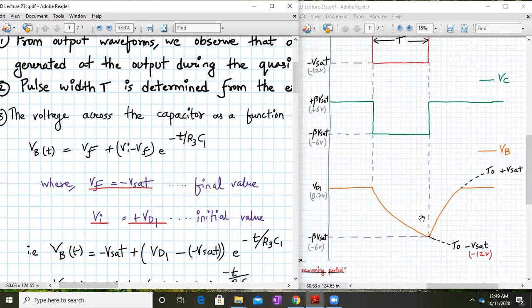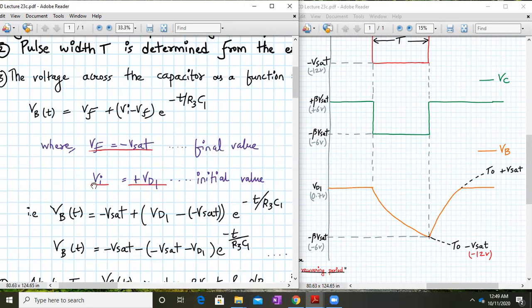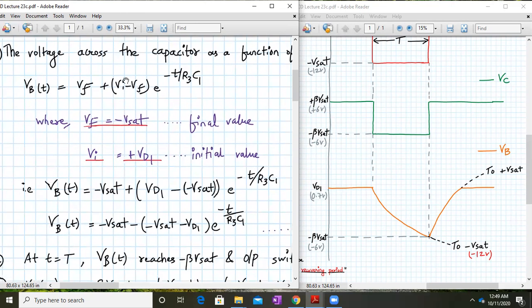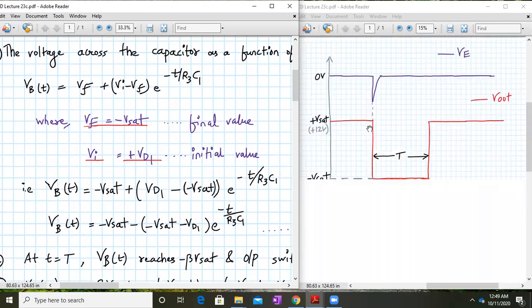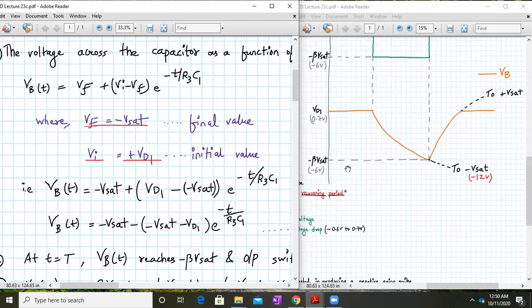Okay, let us come back to the waveform and the derivation. So over here, we can see that the capacitor should reach the final value of minus Vsat. So that's why Vf is minus Vsat. And over here, we have Vi, the initial voltage across the capacitor, which is Vd1. Okay, now next we will substitute these values in the above equation. So instead of Vf we'll substitute minus Vsat, and instead of Vi we'll substitute plus Vd1. Now Vd1 is the diode voltage, which is around 0.7 volts theoretically.